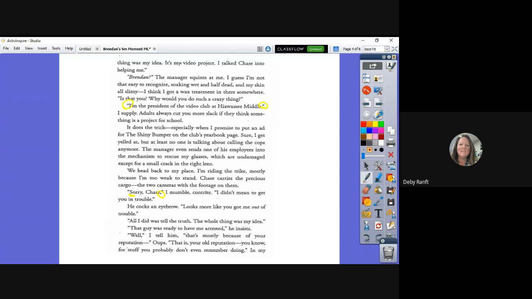We head back to my place. I'm riding the trike, mostly because I'm too weak to stand. Chase carries the precious cargo, 2 cameras with the footage on them. "Sorry, Chase," I mumble, contrite. "I didn't mean to get you in trouble." He cocks an eyebrow. "Looks more like you got me out of trouble." "Well, all I did was tell the truth. The whole thing was my idea. That guy was ready to have me arrested."